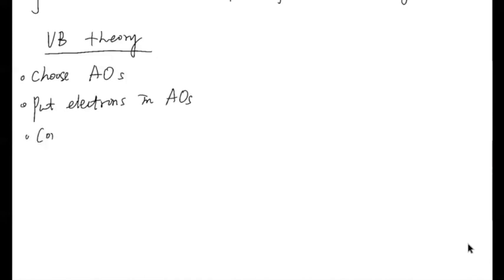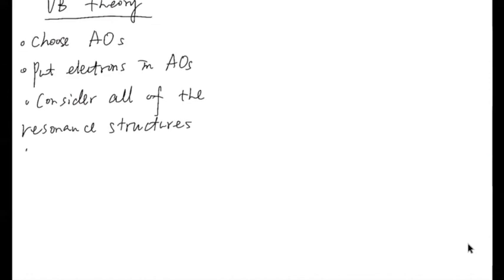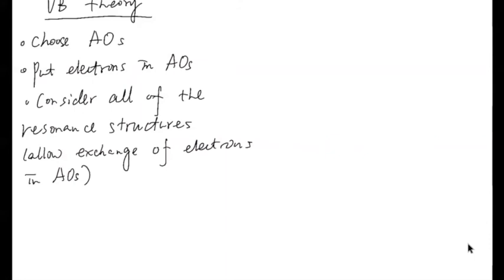And we need to consider all of the resonance structures. You need to generate all the resonance structures, which allows exchange of electrons in atomic orbitals, right? For instance, take the H2 molecule under minimal basis as an example.